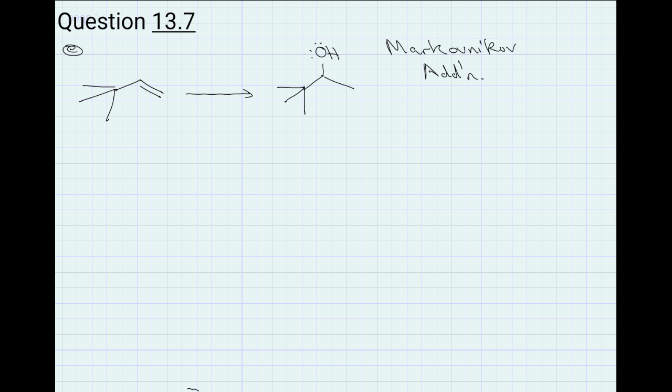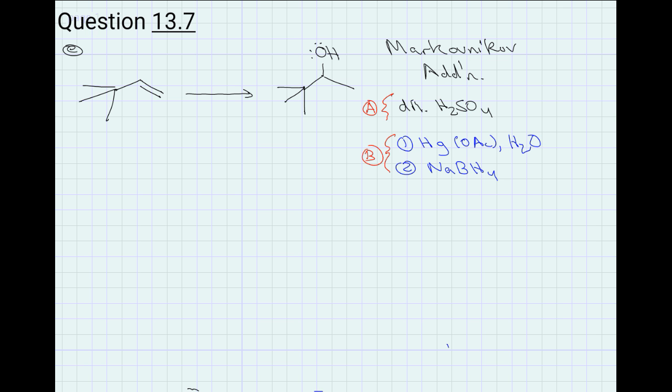Now that we have a Markovnikov addition, there's two kinds of conditions that we've looked at, or that you would have looked at last semester. One of the conditions was just using dilute sulfuric acid. The other condition that we talked about in class, and you would have learned last semester, is that the first step is to use mercuric acetate and water. Then the second step is to use sodium borohydride to do what's called a demercuration. So these are your two options. Which one of these two options should I use? Should I use option A or option B?